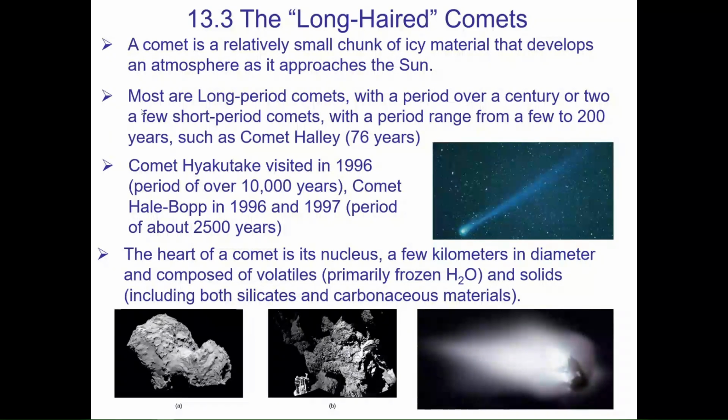Most comets are what we call long period comets. They have a period over a century or two. And a few of them are short period comets. They have a period that ranges from a couple of years to 200 years. One such short period comet is Halley's comet, which has a period of 76 years. The last time we were able to observe Halley's comet was 1986. So the next time we're able to observe Halley's comet will be 2061.